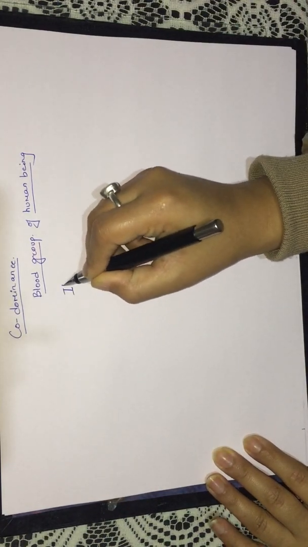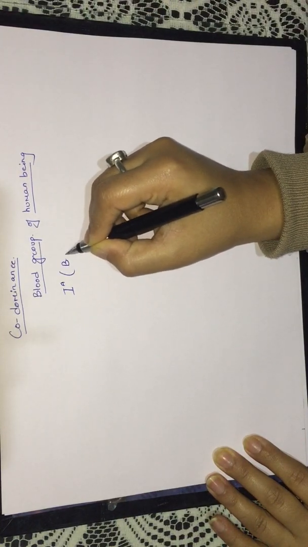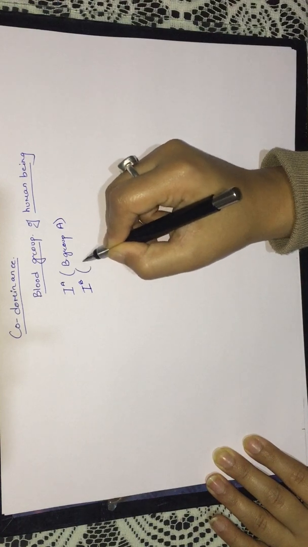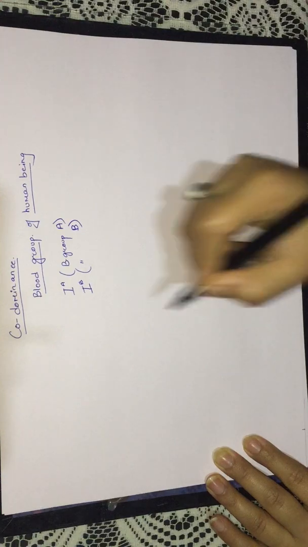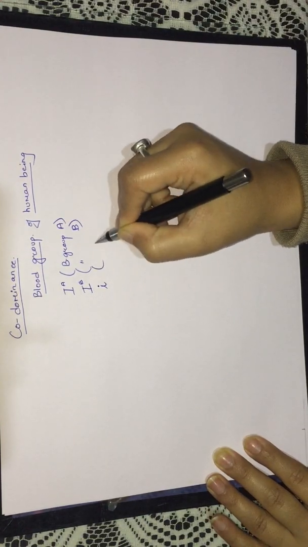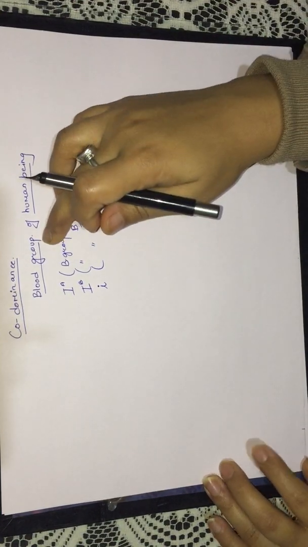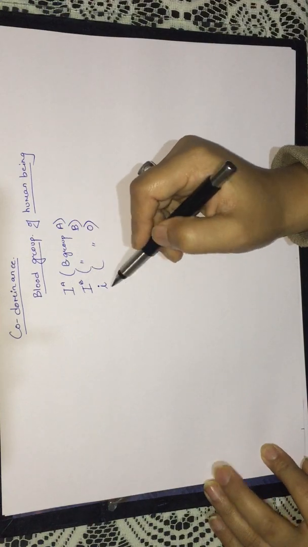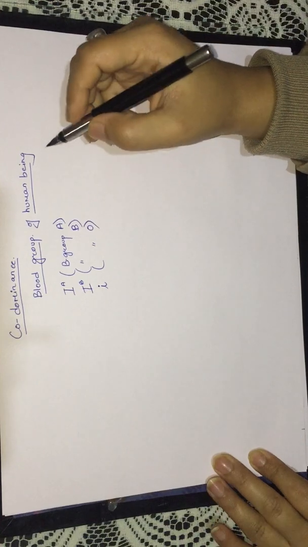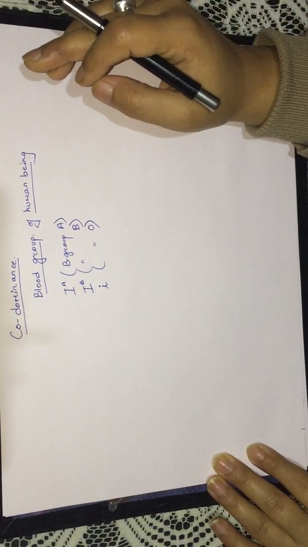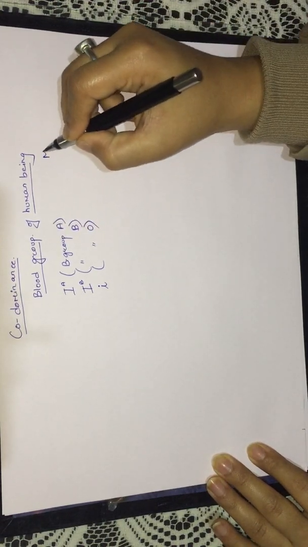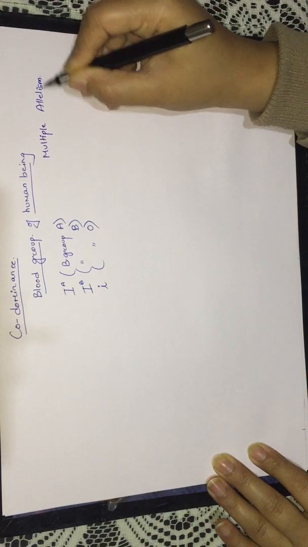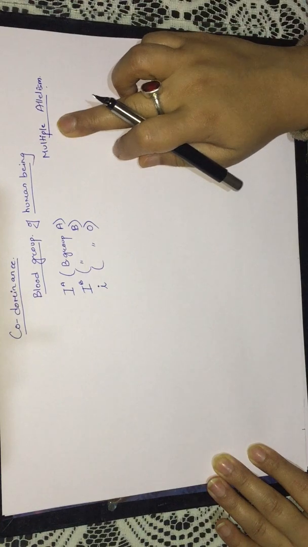One allele is IA, which codes for blood group A. Another is IB, which codes for blood group B, and one is small i, which codes for blood group O. So blood group is one character and it has three alleles: IA, IB or small i. This occurrence of more than two alleles for one single character is called multiple allelism.